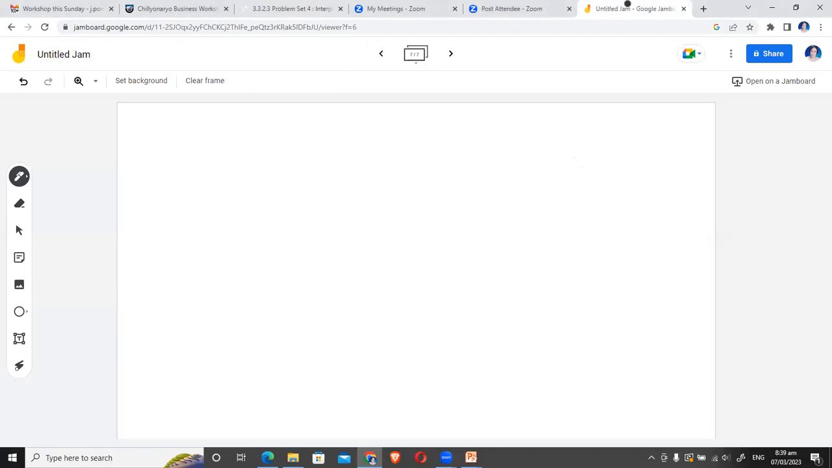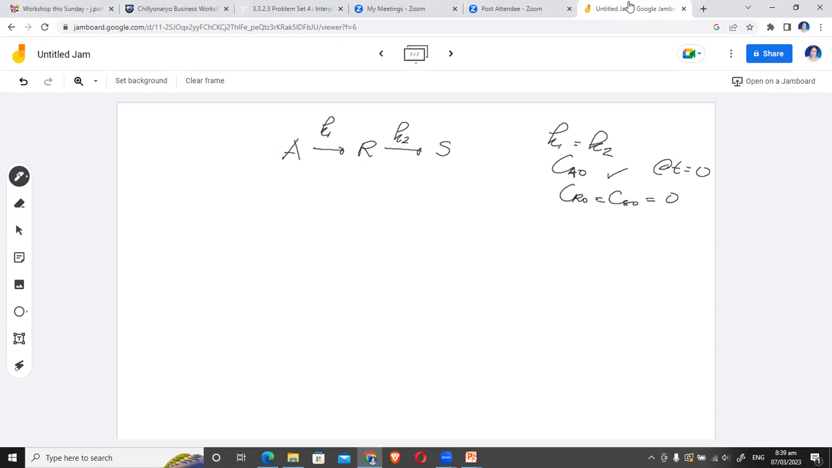So this is our given: A forming the intermediate R and forming the final product S. You have K1 and K2, and K1 and K2 are equal. C sub A0 you have, but C sub R0 and C sub S0 are both 0 initially. So this is at time equal to 0.